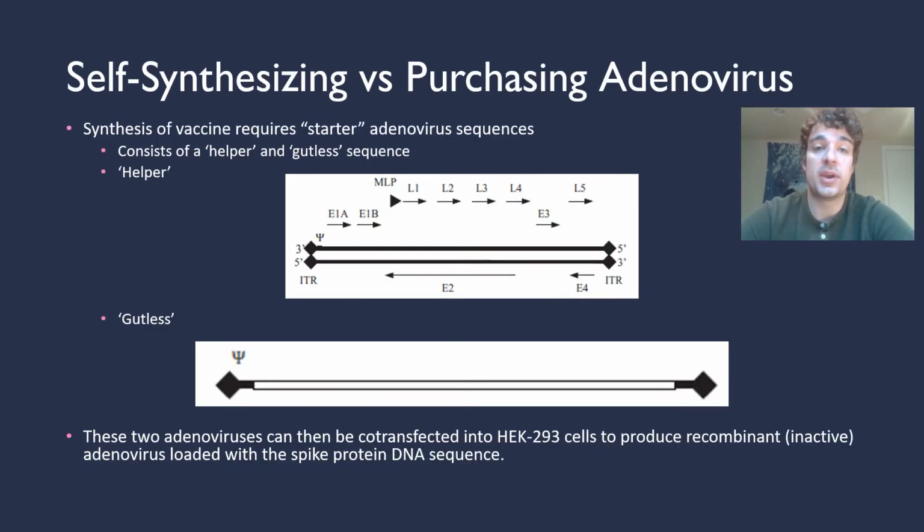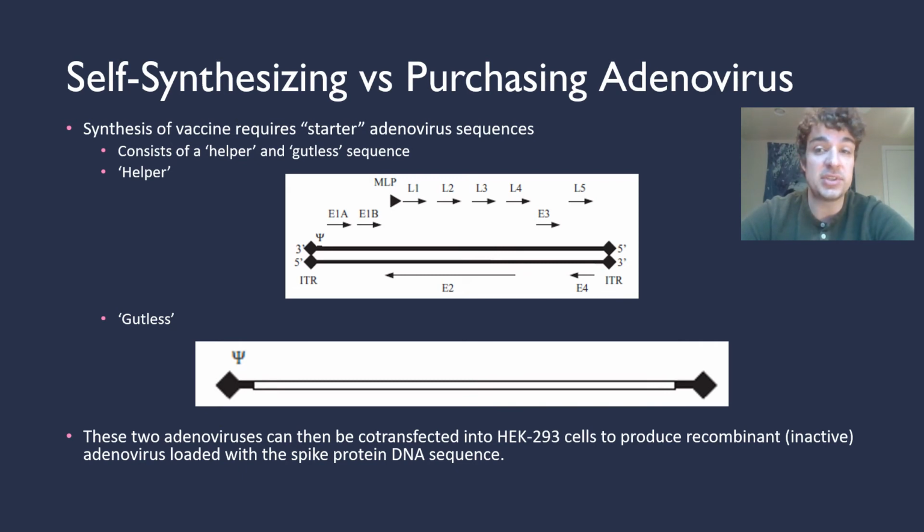One important decision we had to make when considering our senior design project was whether to self-synthesize or purchase adenovirus. The synthesis of our vaccine requires 2 starter adenovirus sequences. This consists of a helper and a gutless sequence. The helper sequence contains everything needed for it to both encapsulate itself and create the viral proteins needed for encapsulation. The gutless form only contains the Psi sequence, which allows it to encapsulate if viral proteins are present.